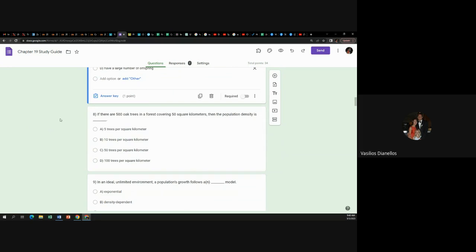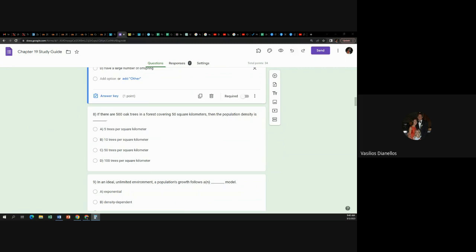Okay. There are 500 oak trees in a forest covering 50 square miles. The population density is what? So we're looking for per square mile. So hopefully you can see this. And you're allowed to have calculators, though you might not need it. This is pretty simple, but I'll show you how to do it. Right? So I'm trying to pull it up for you guys.